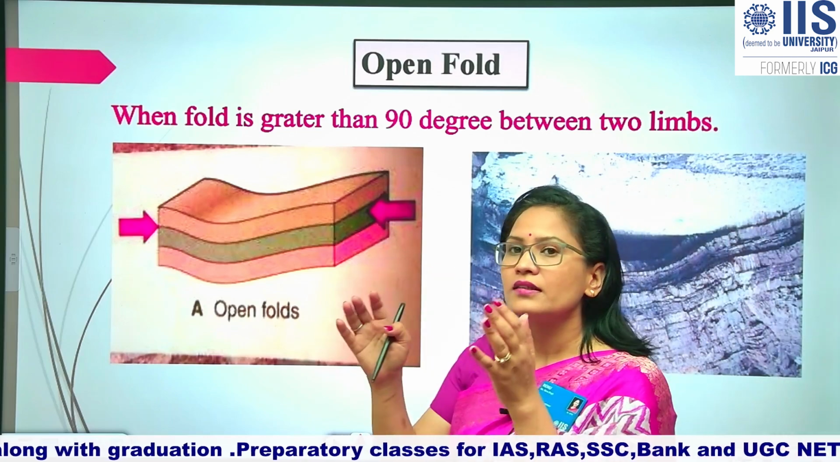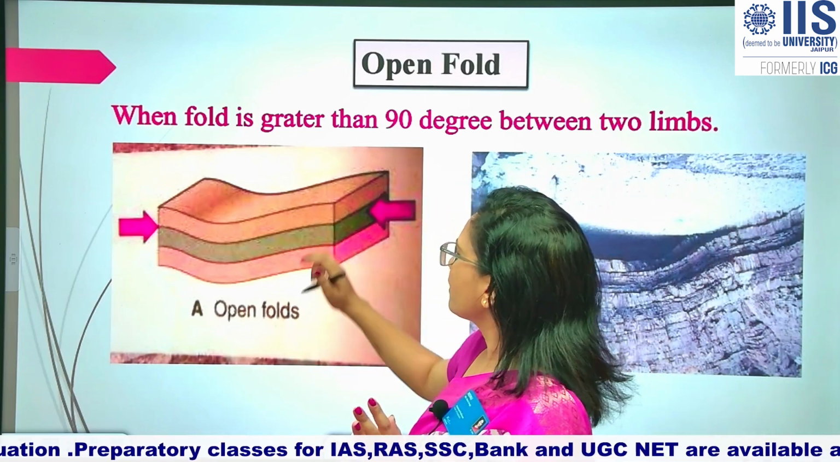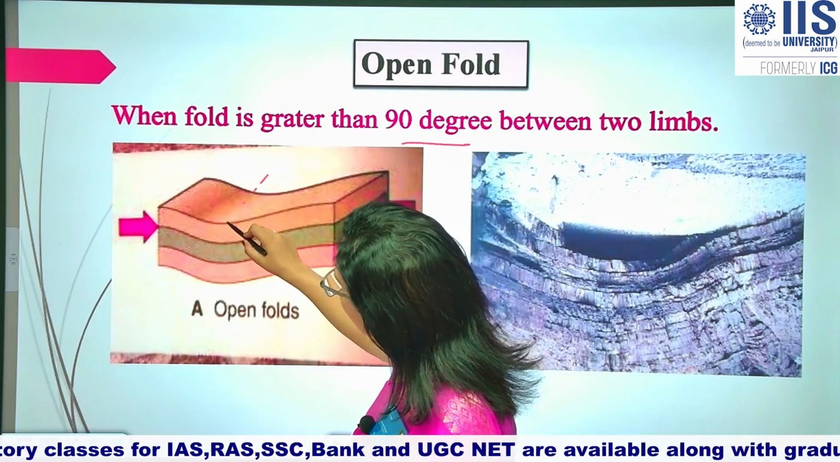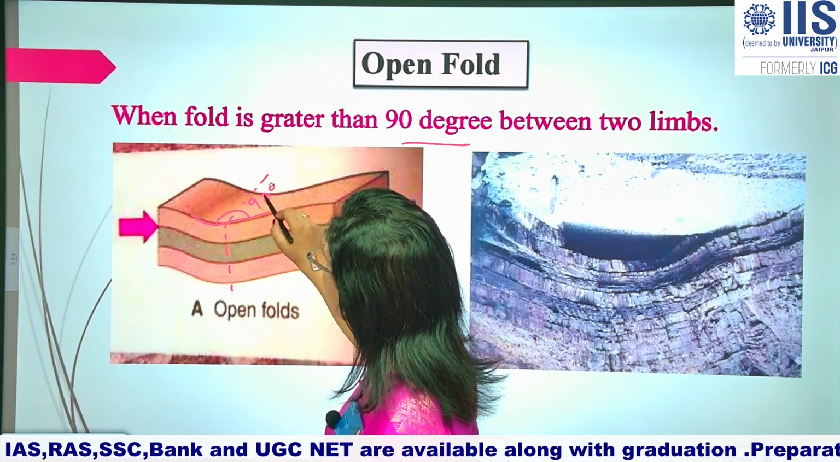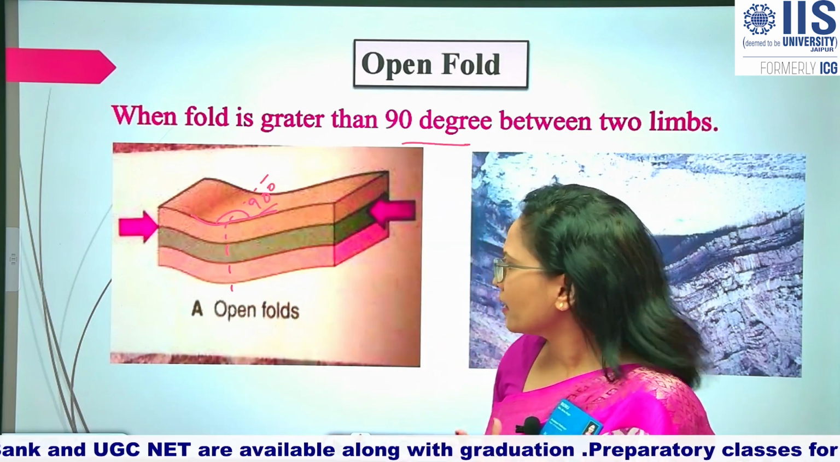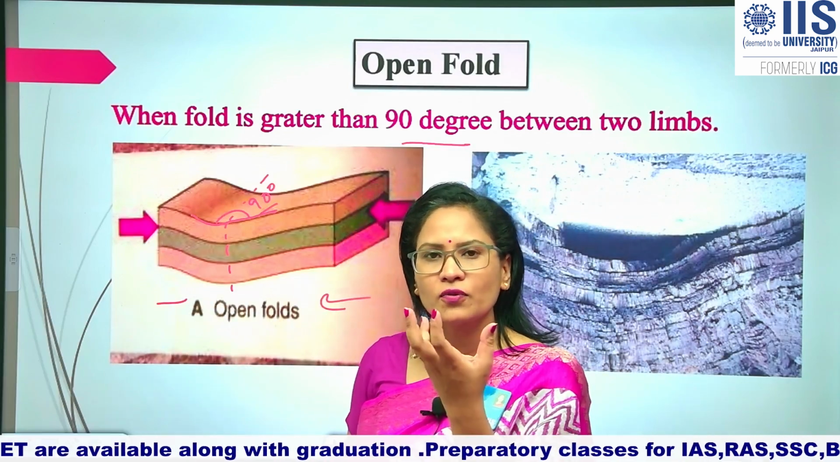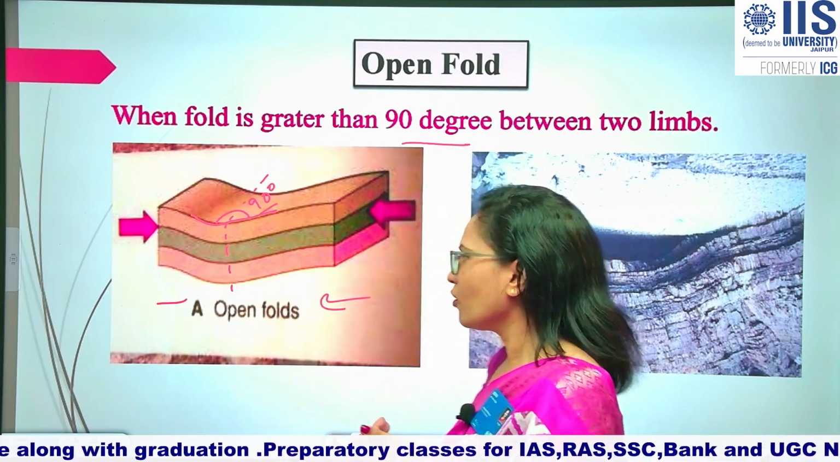If the angle between two limbs is greater than 90 degrees, right? This is the axial plane, and if the angle between the limbs is greater than 90 degrees, then it will be known as an open fold. What happened? It means that the force is very lean or very less. Because of that, it is an open fold.